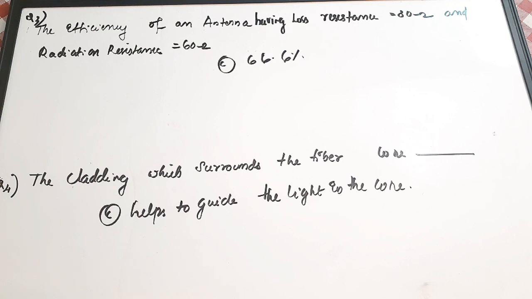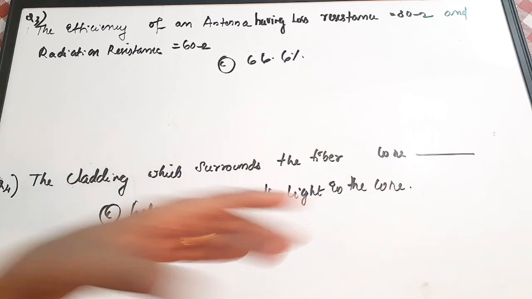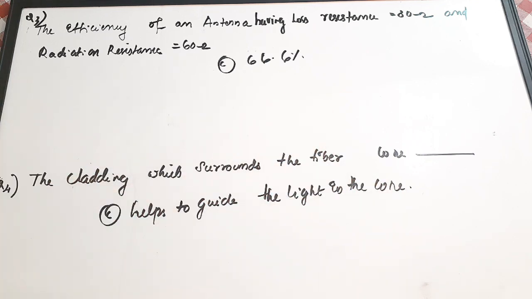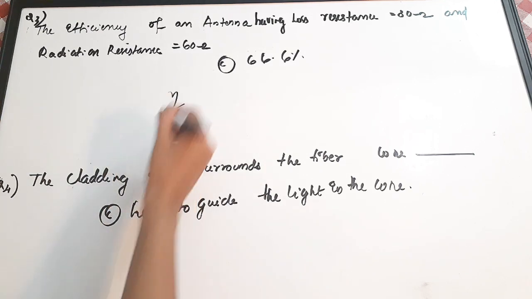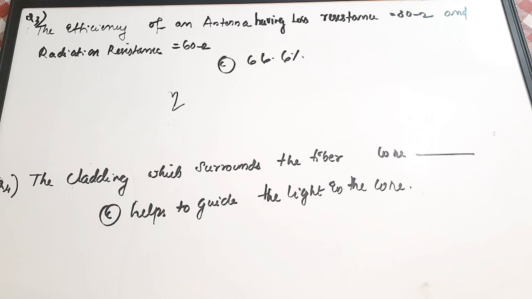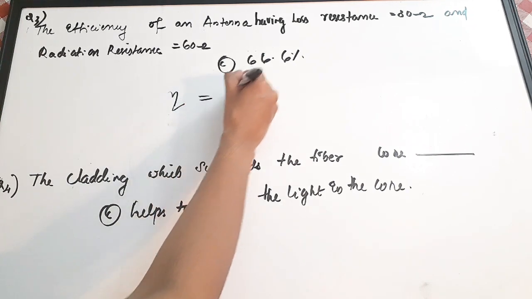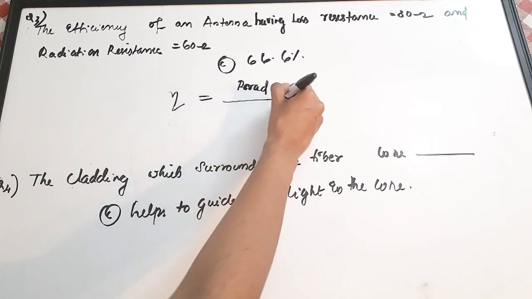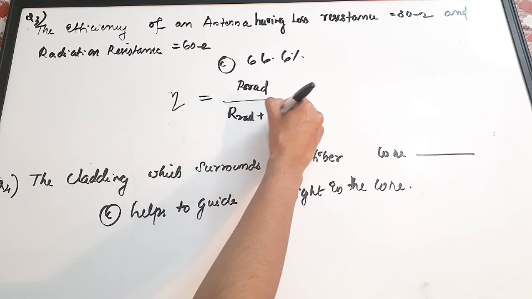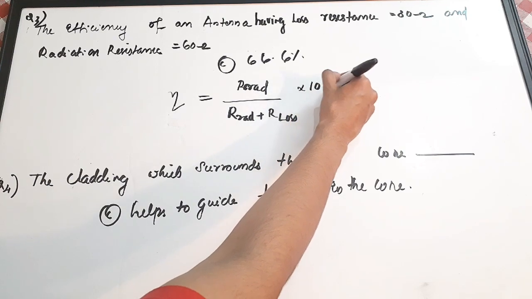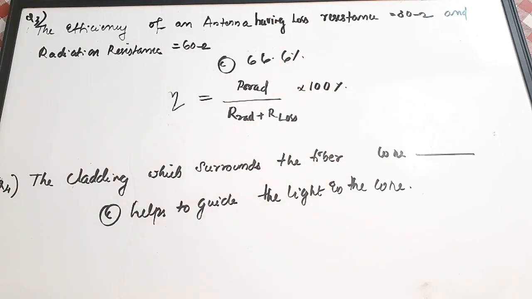Next question is from the antenna session. The efficiency of an antenna having loss resistance equal to 30 ohm and radiation resistance equal to 60 ohm is dash. Okay, we will be doing a video on the formula revision of antenna very soon. This is related to the antenna session, and we need to find the efficiency. The efficiency in terms of the loss resistance and radiation resistance is given by eta is equal to radiation resistance by radiation resistance plus loss resistance into 100 percentage. Since it is a percentage value, into 100 percentage.